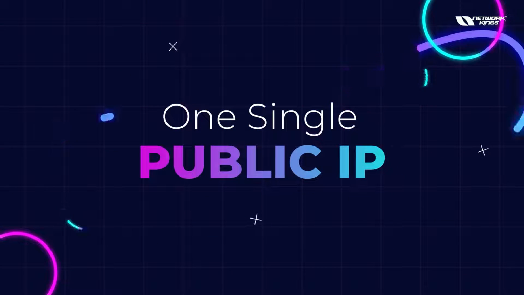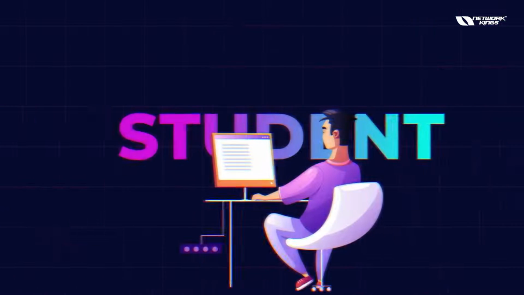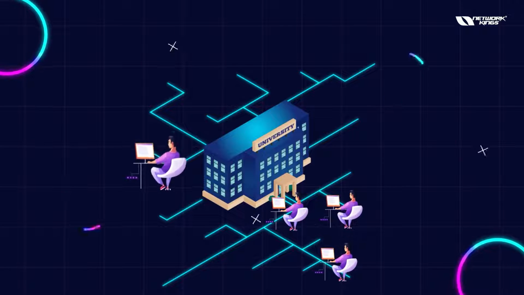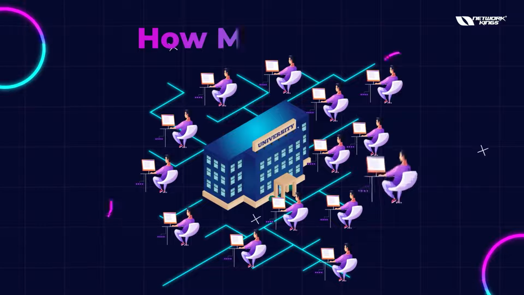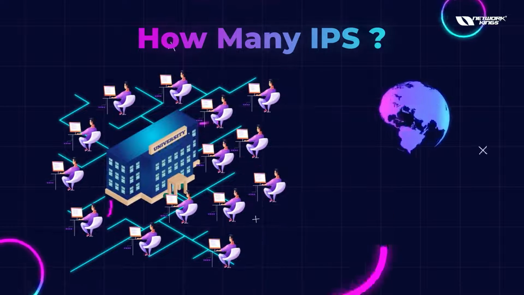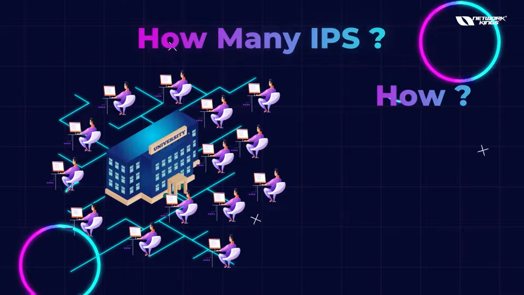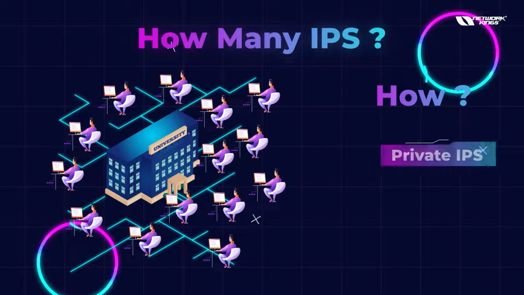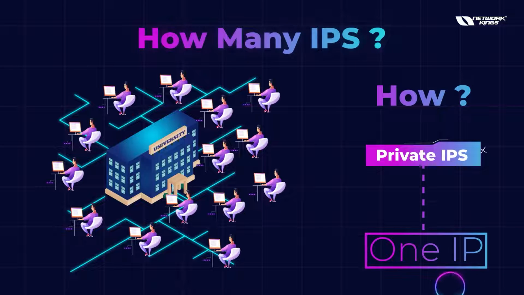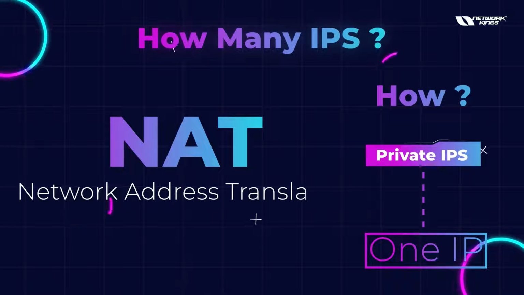One single public IP is enough to access the internet. Just imagine you are a student in a university of almost 10,000 students. So tell me, how many IPs do they need to access the internet? They can still access the internet with one IP. How? Because these 10,000 computers will get private IPs, and all these private IPs are going to be converted into one single IP with the help of a concept known as NAT, network address translation.